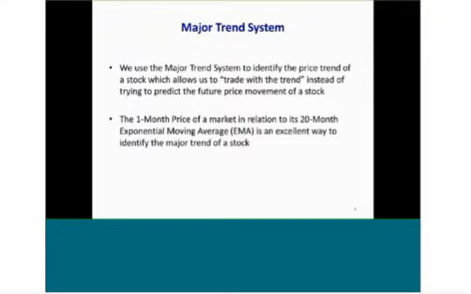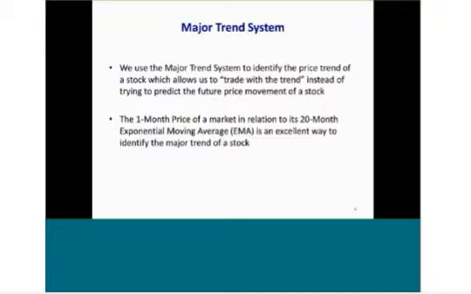So when we use the major trend system to identify the price trend of a stock, that allows us to trade with the trend instead of trying to predict the future price movement of a stock. So we're trend followers. We believe in following a system rather than making emotional decisions, and we simply follow the trend. And the major trend system uses the 1-month price of a stock in relation to its 20-month exponential moving average. And that's an excellent way to identify the long-term major trend of a stock.